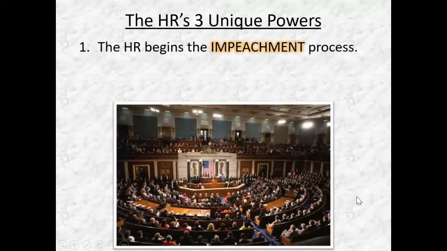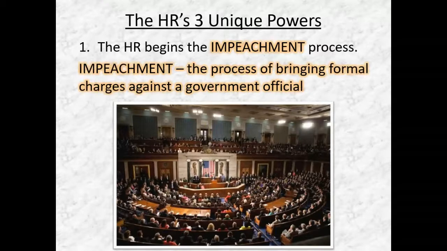So, the first of three special powers that belong to the House of Representatives is the power to begin the impeachment process. Impeachment is the process of bringing charges against a government official, usually either the President of the United States or a federal judge. These charges are brought for the purpose of removing the accused from office because they've done something seriously illegal. Both houses of Congress play a role in the impeachment process, and eventually we'll see the Senate's role. However, only the House of Representatives can begin the process by formally charging a government official of wrongdoing.